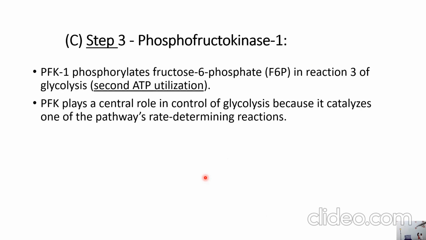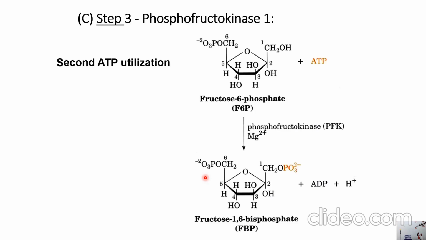Now step 3, phosphofructokinase. It phosphorylates fructose 6-phosphate in reaction 3 of glycolysis, the second ATP utilization. Phosphofructokinase plays a central role in control of glycolysis because it catalyzes one of the pathway's rate-determining reactions. So this is the second ATP utilization, converting fructose 6-phosphate to fructose 1,6-bisphosphate.